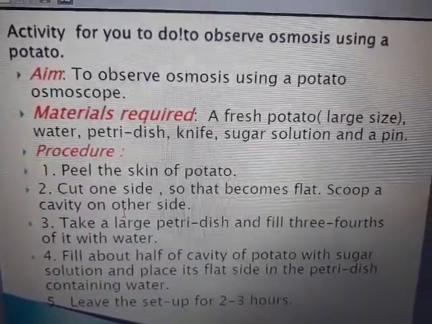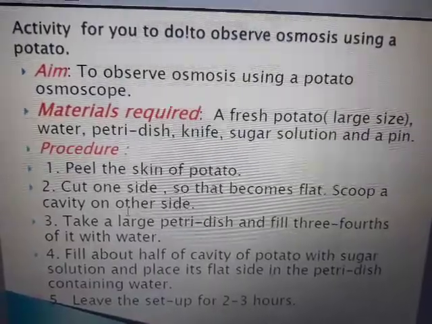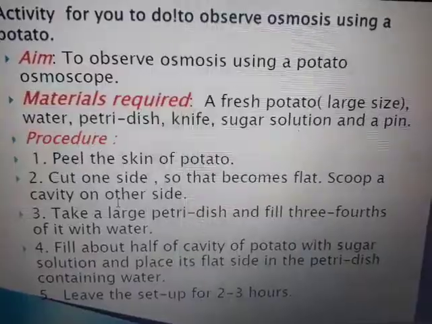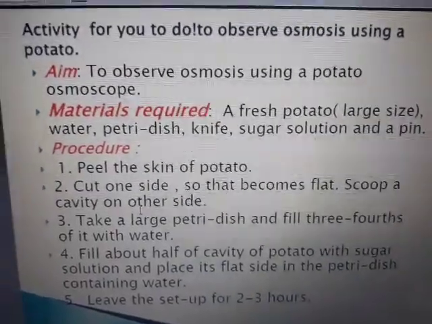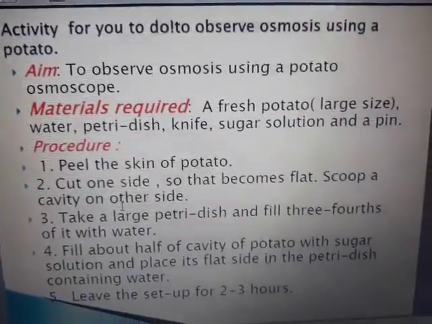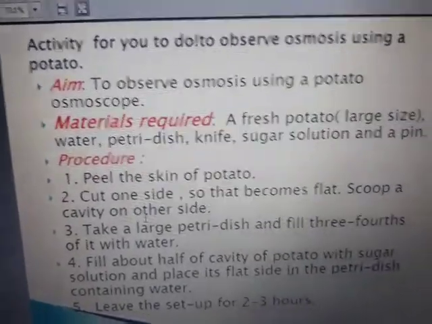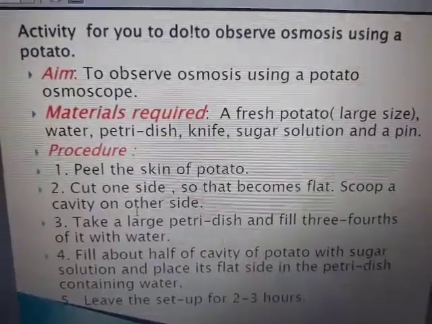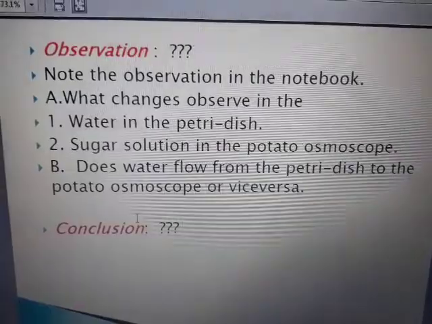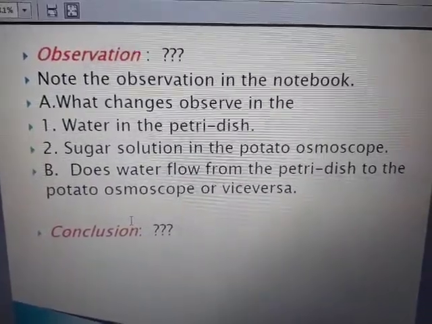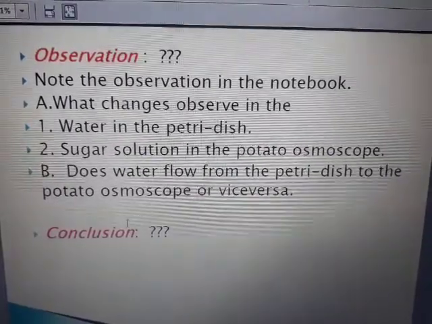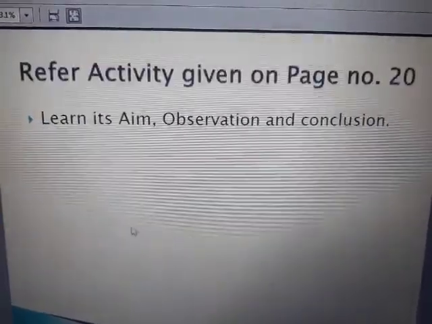Next activity is also there that you are supposed to do. Observe osmosis using potato. Okay, now this is an experiment that is given on page number 19. So you are going to refer to the PDF and tell me what the observation is. Okay, I've kept it blank. I'm not going to read out the activity. You're going to go through it by yourself and tell me what the observation is and what you conclude from that observation.